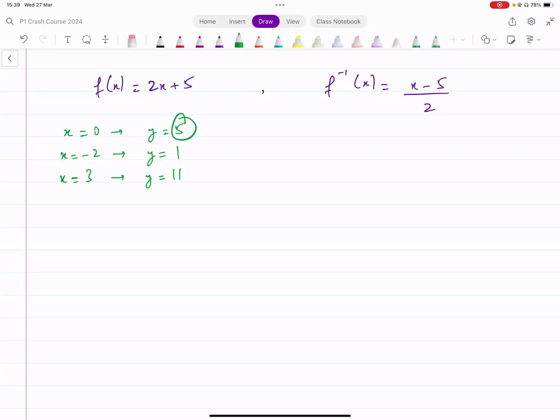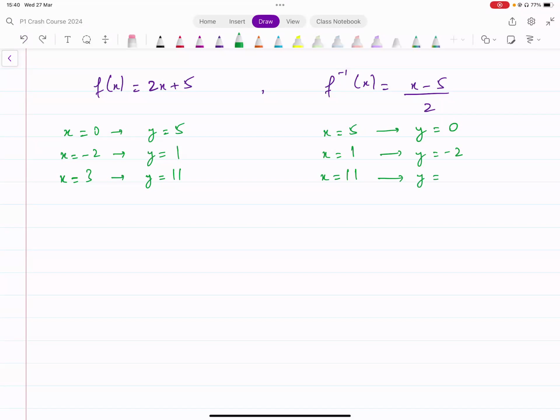Inputting x equals 0 gives you y equals 5, minus 2 gives you 1, 3 gives you 11. In the inverse function, if you were to now input these values, try x equals 5, try x equals 1, try x equals 11, what would happen would be you would get those original values back. So if you input 5, you get 5 minus 5, that's 0, 0 over 2, y equals 0. When you input x equals 1, you get minus 4 over 2, which is minus 2. When you input x equals 11, you get 11 minus 5, that's 6 over 2, y equals 3.